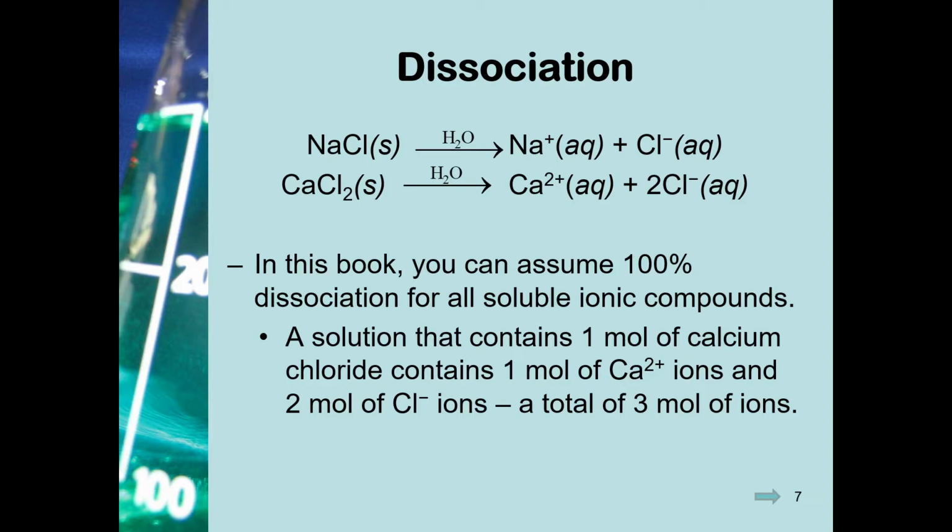So a solution that contains 1 mole of calcium chloride contains 1 mole of calcium ions and 2 moles of chloride ions, for a total of 3 moles of ions.